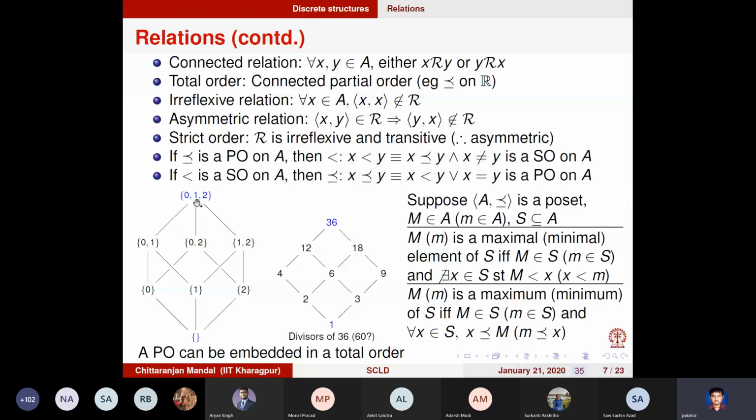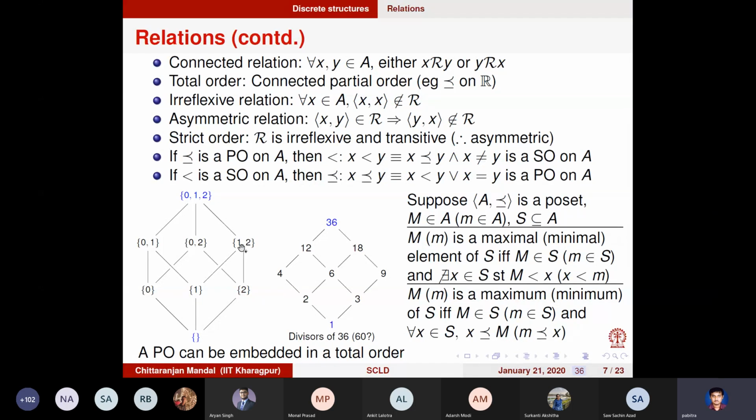Now you can easily see the containment. So the null set is contained in every singleton set. These two singleton sets {0} and {1} are contained in the two-element set {0, 1}. Singleton sets {0} and {2} are contained in {0, 2}. Singleton sets {1} and {2} are contained in {1, 2}. Now each of these, {0, 1}, {0, 2} and {1, 2}, is contained in {0, 1, 2}. So this is my partial order.